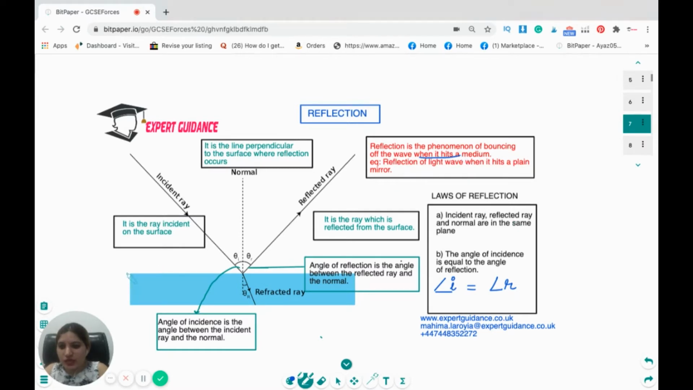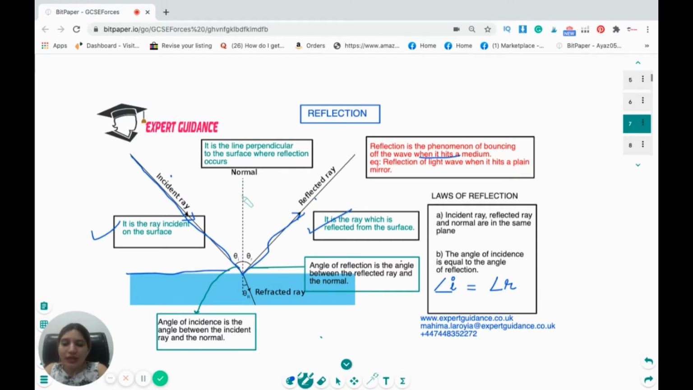So let's suppose this is a mirror, and this is the ray that is incident onto the surface of the plane mirror. So that's the incident ray. Incident ray is the ray incident on the surface. As soon as it hits the surface, it bounces back at the same angle with which it came. So this is a reflected ray. It is a ray which is reflected from the surface.